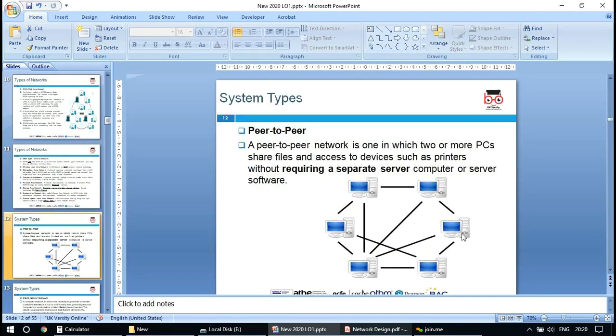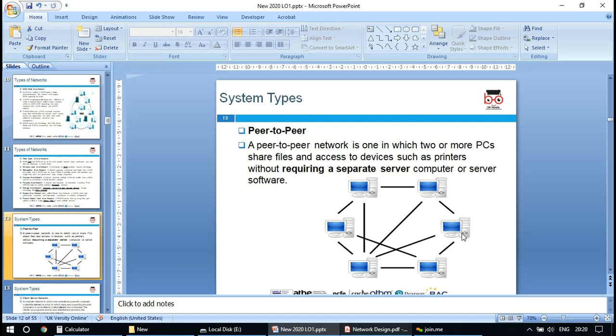Furthermore, networking, operating systems, and the type of the networks. Now, we look at the type of the system. When it comes to peer-to-peer, it means a system in which one or two computers share files and access to devices such as printers without requiring a separate server or computer or server software.